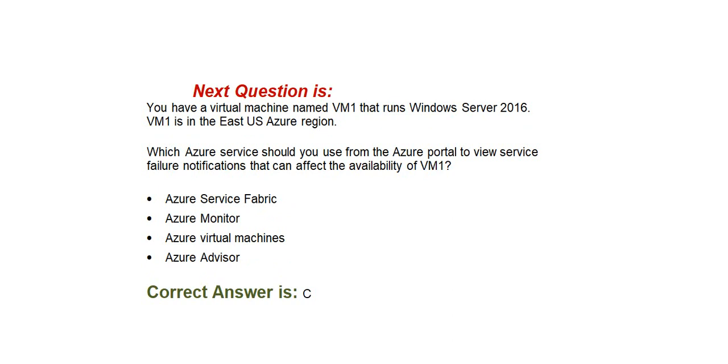Next question is, you have a virtual machine named VM1 that runs Windows Server 2016. VM1 is in the East US Azure region. Which Azure service should you use from the Azure portal to view service failure notifications that can affect the availability of VM1? Option A, Azure Service Fabric. Option B, Azure Monitor. Option C, Azure Virtual Machines. Option D, Azure Advisor. Correct answer is option C, Azure Virtual Machines.